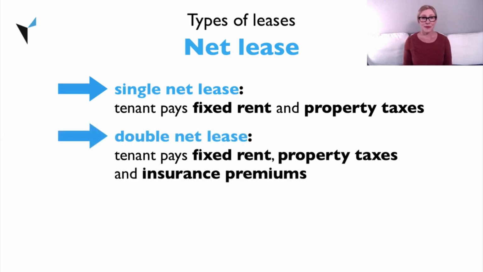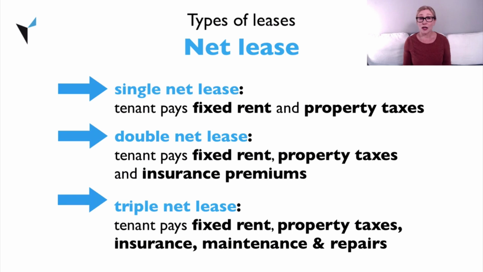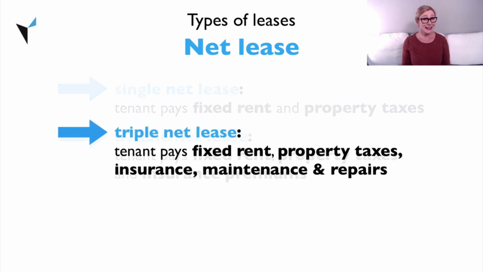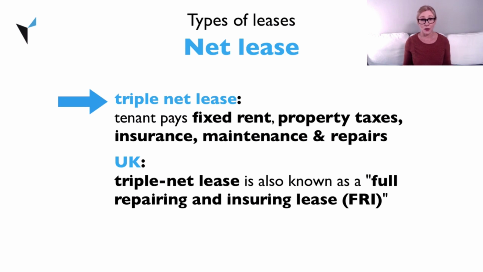Double net lease. Under a double net lease, the tenant pays fixed rent plus property taxes and insurance premiums. Triple net lease. Under a triple net lease, the tenant is responsible for paying fixed rent as well as expenses for property taxes, insurance, maintenance, and repairs to all structural building elements. In the UK, a triple net lease is also known as a full repairing and insuring lease, which is often abbreviated as FRI. Let's take a look at a few more key terms.